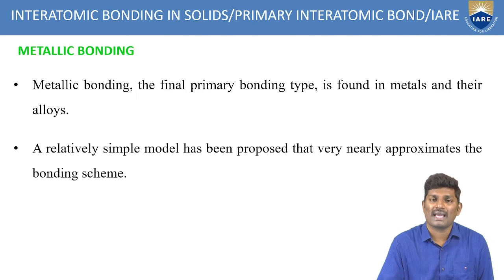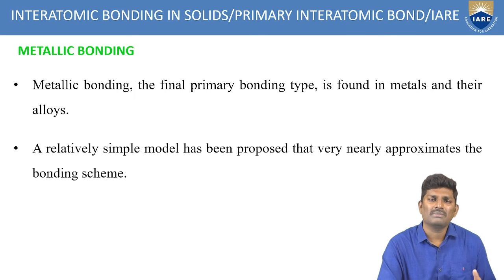And coming to the last category in the primary bonding. In primary bonding, what are we discussing? We are discussing three types: ionic bonding, covalent bonding and metallic bonding. So this is the third one, the last one in the primary bonding. So metallic bonding. What is metallic bonding?